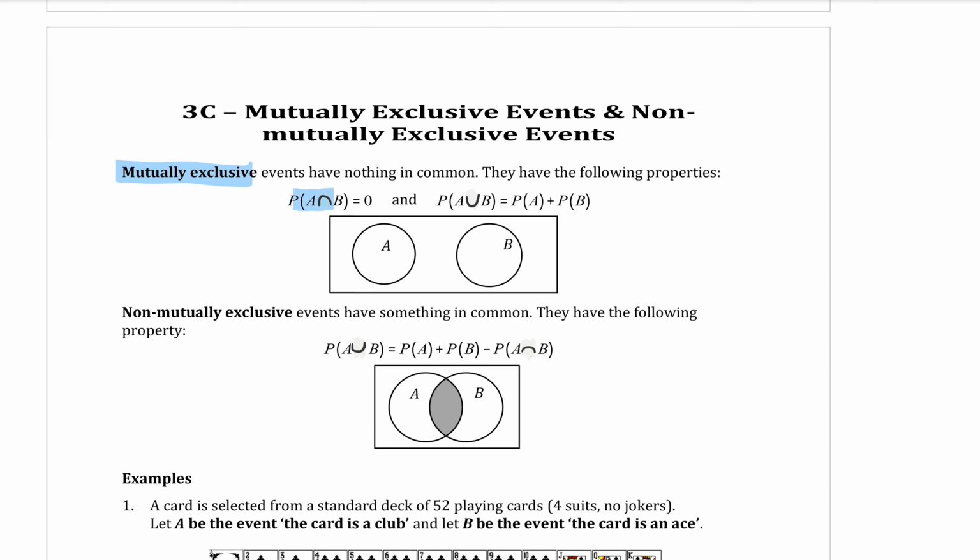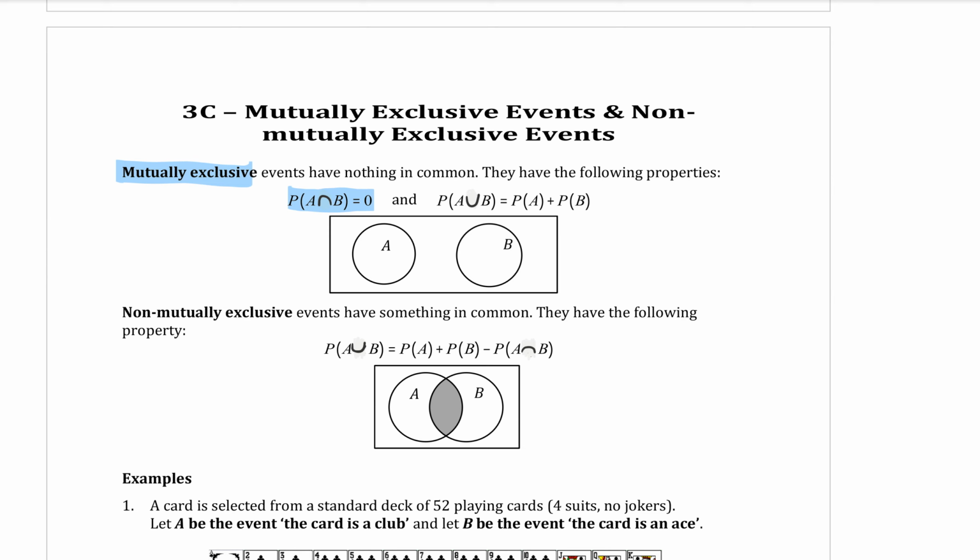What is it? Good. So if I want the probability of A and B, just testing you, that's usually the overlapping section, isn't it? There is no overlapping section for mutually exclusive, which means that that probability is always going to be 0. Okay? That's rule number 1.